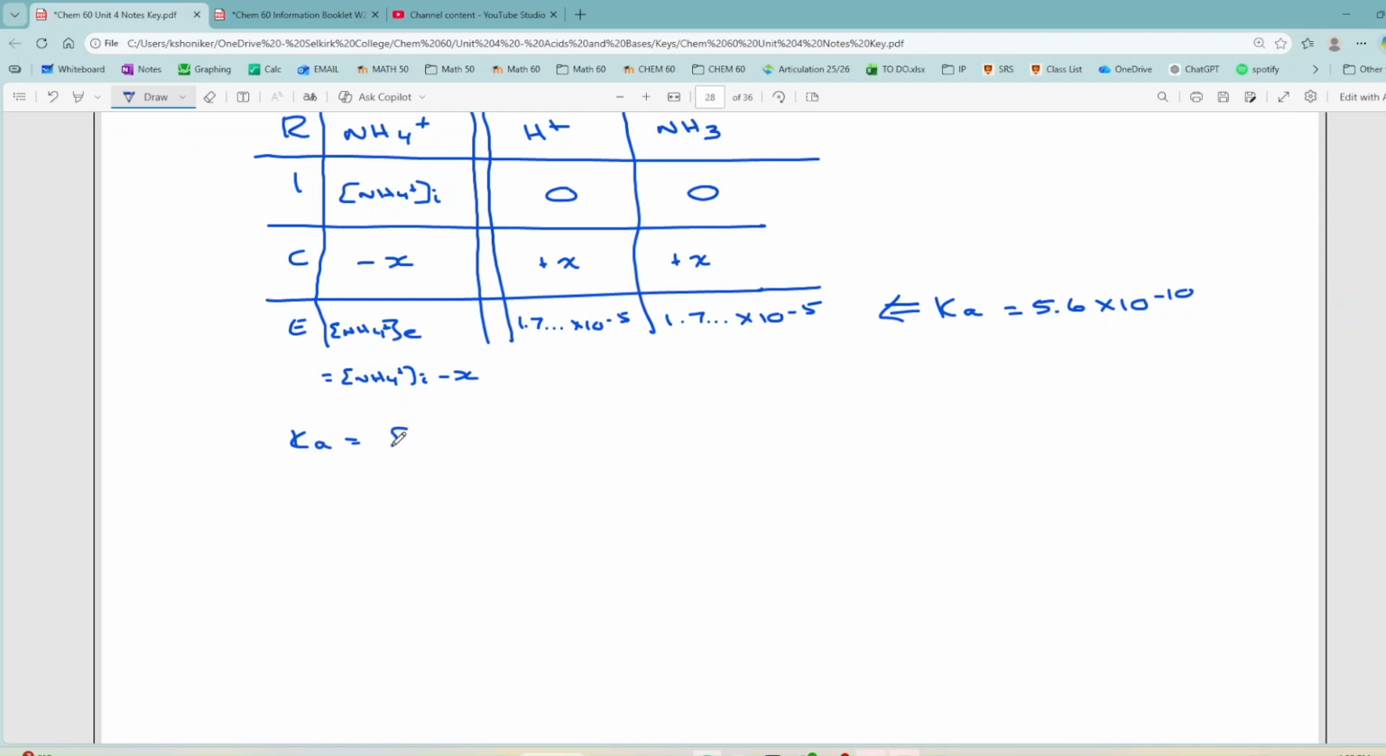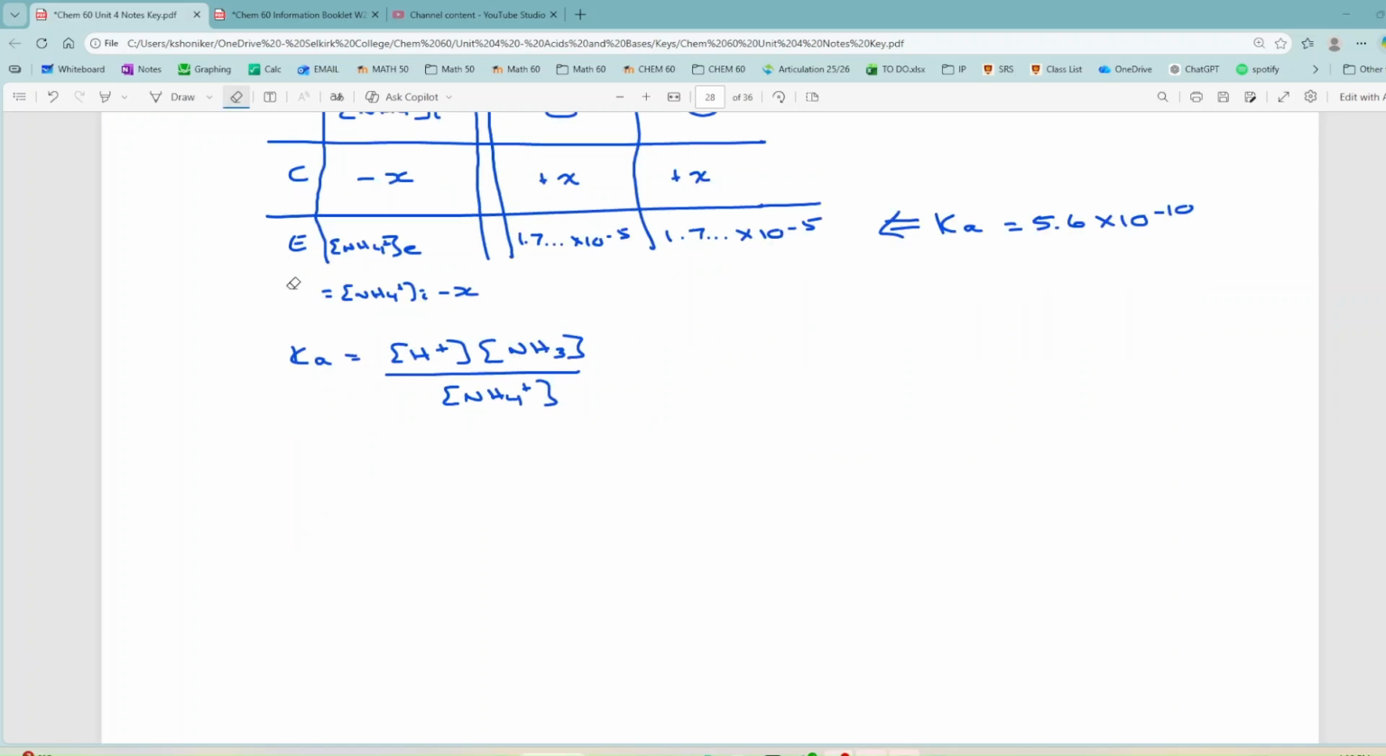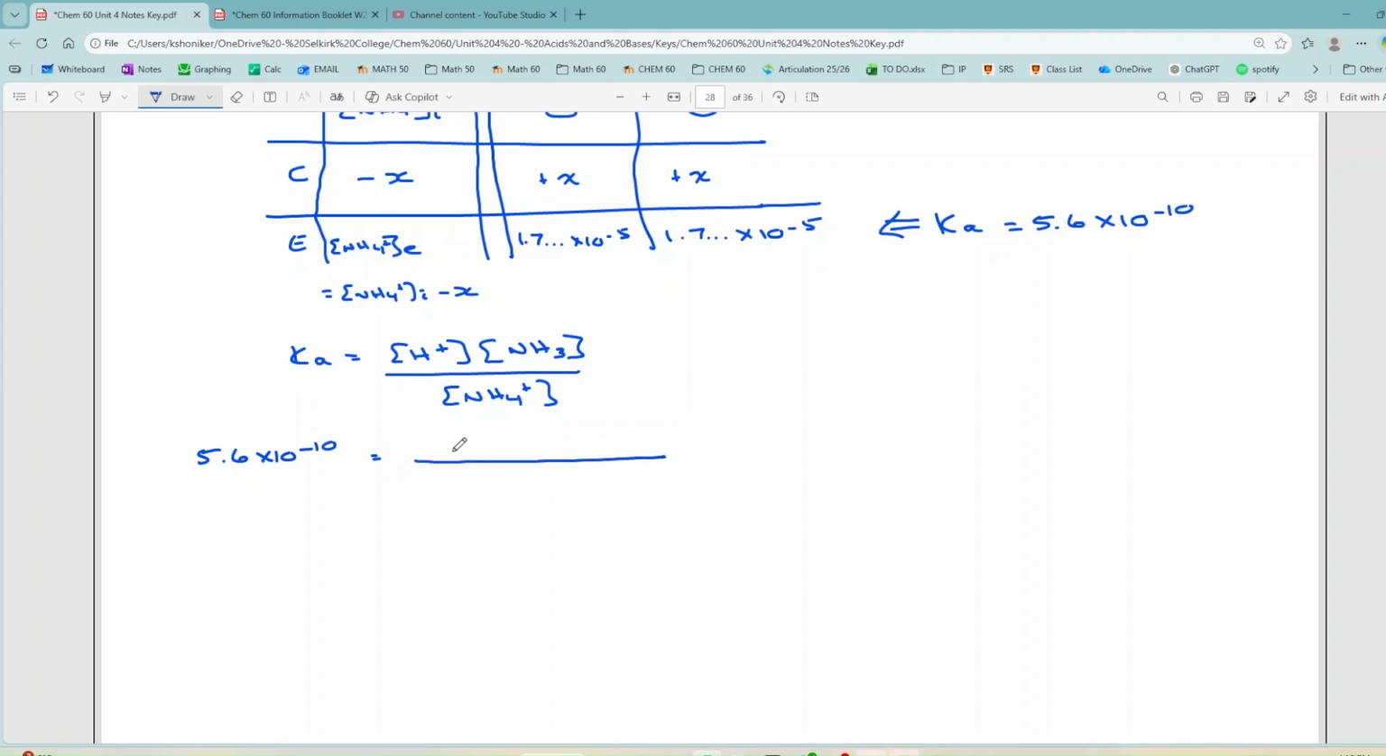So Ka is equal to the concentration of hydrogen at equilibrium times the concentration of that conjugate base, ammonia, divided by the concentration of ammonium at equilibrium as well. So now in for Ka, we're going to put 5.6 times 10 to the negative 10. In for the hydrogen ion concentration at equilibrium, we're going to put that 1.7 times 10 to the negative 5. And then you're timesing that by itself, so I'm going to put squared, right? The concentration of ammonia and hydrogen is the same.